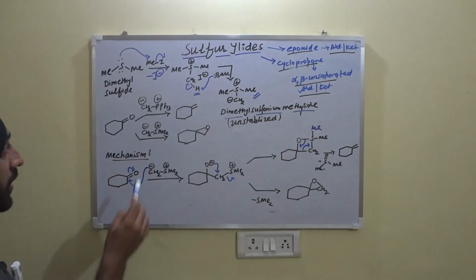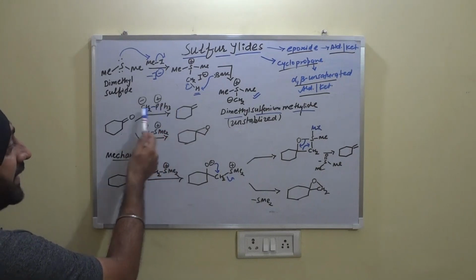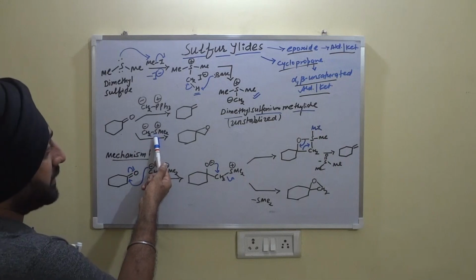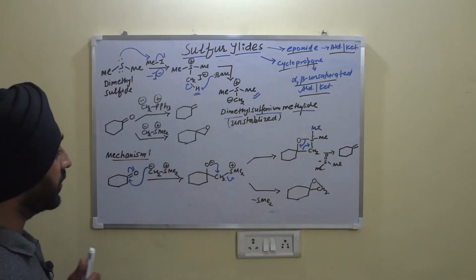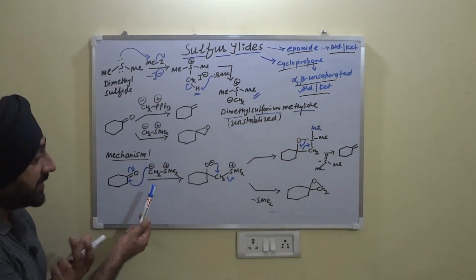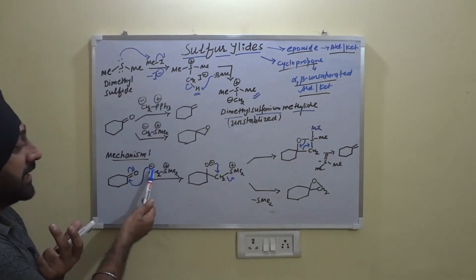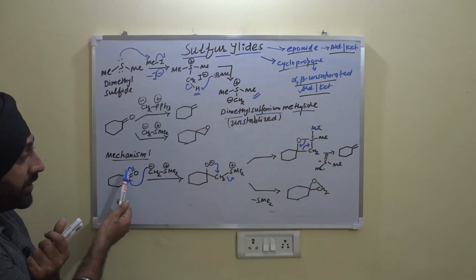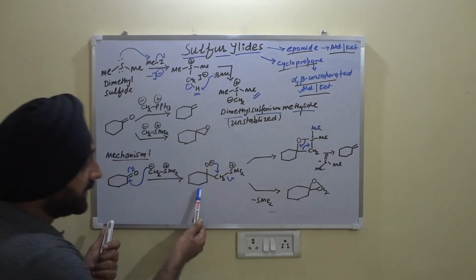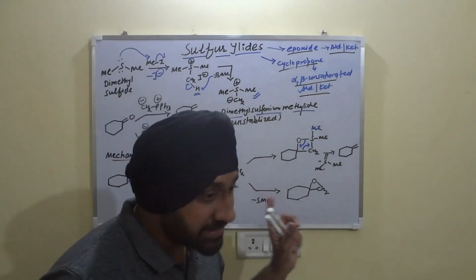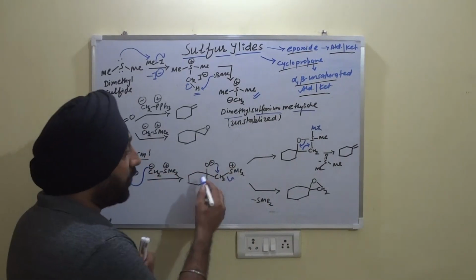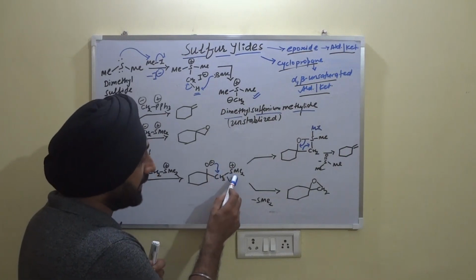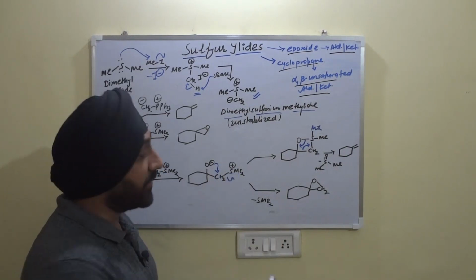Okay, now this is what happens when we treat a carbonyl with a Wittig reagent, we get the olefin, and with trimethyl sulfonium methylide we get epoxide. The first step of the reaction is the same in both cases: the negative charge, the carbanion, attacks the electrophilic carbonyl carbon, and it leads to the formation of this intermediate. Now at this stage there are two possibilities. One possibility is that this oxygen can attack this CH2 and release dimethyl sulfide.